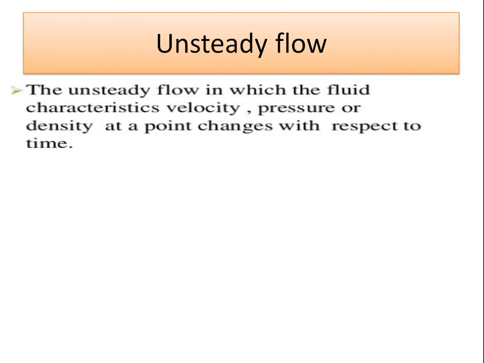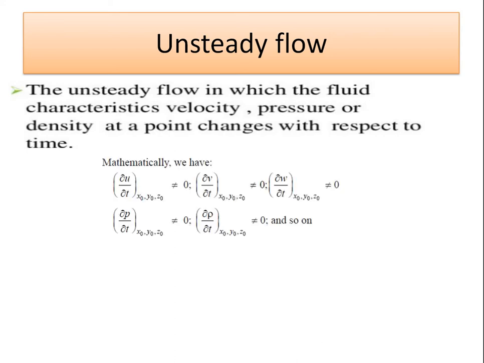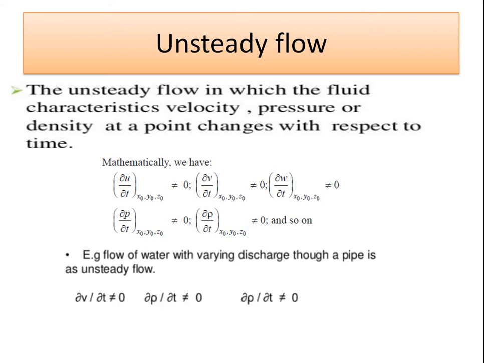Now in unsteady flow, opposite to that, there is a change in velocity, pressure and density with respect to time, then it is called an unsteady flow. So again here ∂u/∂t, ∂v/∂t and ∂w/∂t are not equal to 0. There should be some sort of changes. Similarly, there should be change in pressure, ∂p/∂t and ∂ρ/∂t.